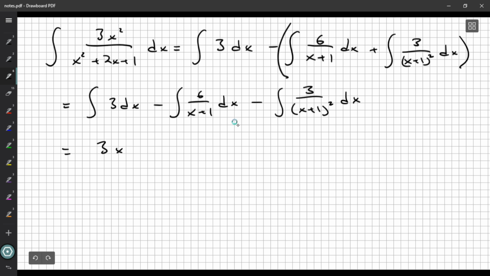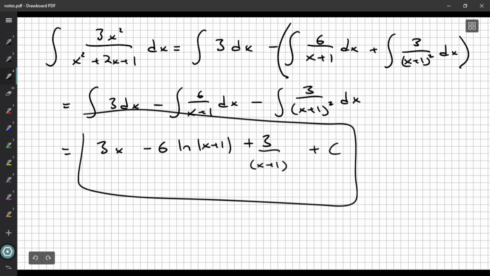So 3x minus, take out the 6, and we'll get ln of x plus 1, minus, take out the 3, and you can integrate. You can use a substitution, or you can use our building block formulas, and we'll get x plus 1 to the minus 1. Well, minus x plus 1 to the minus 1. So it'll be plus 3 over x plus 1, I think is probably the nicest way to write that. And we don't forget our plus a constant. And we're all done.